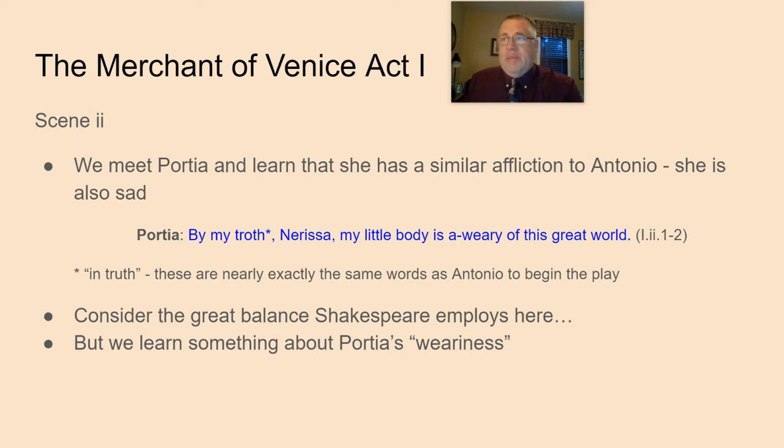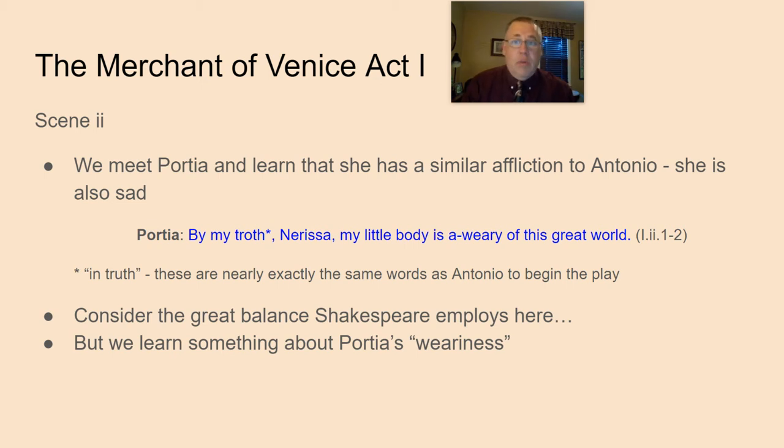Nerissa uses some great language and kind of throws it right back into Portia. But think about this great balance that Shakespeare employs here, right? We've got two scenes at the beginning of this play that are essentially beginning the same way. One in the forest of Venice, and one here in the court in Belmont. There's this balance of these two worlds.